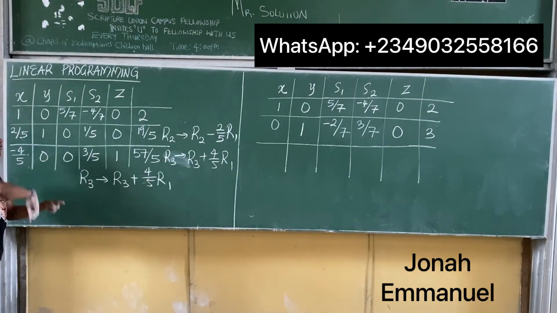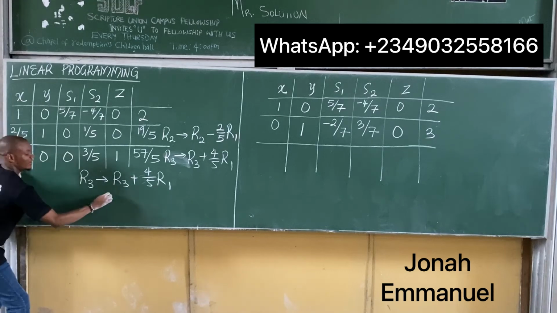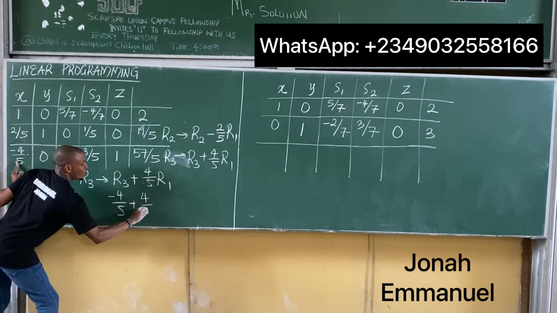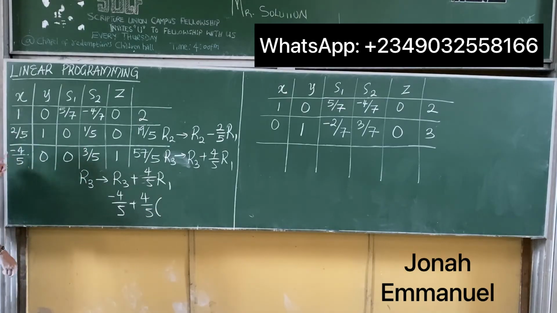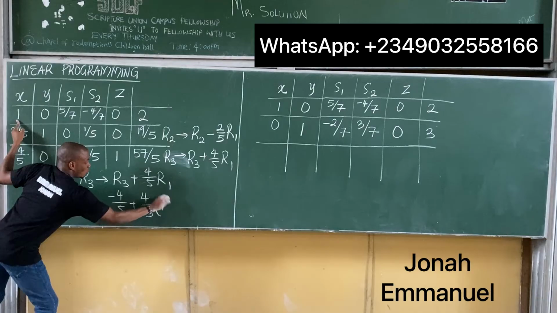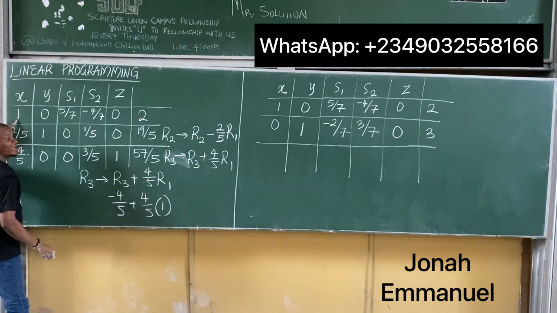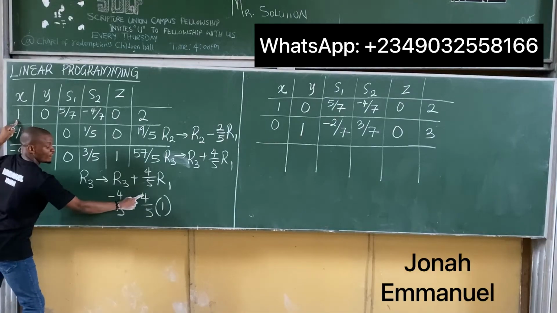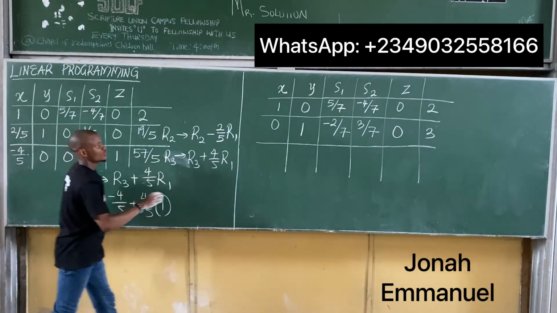Row 3 gives you row 3 plus 4 over 5 row 1. So let's repeat the operation please. Row 3 here, what do you have here? Minus 4 over 5 plus 4 over 5 into row 1. This one here, row 1 is this. So I'm having what here? 1. If you work this out, what do you get there? 0. Minus 4 over 5 plus 4 over 5 gives you 0. So I have 0 here.